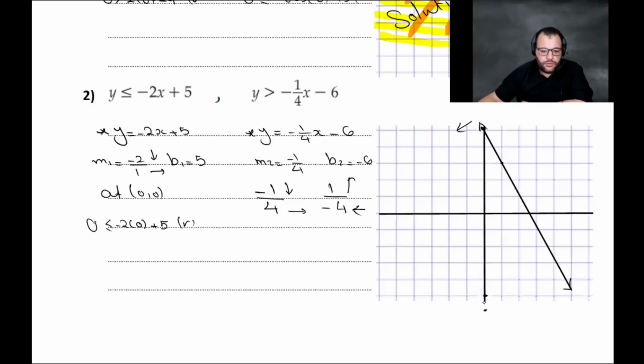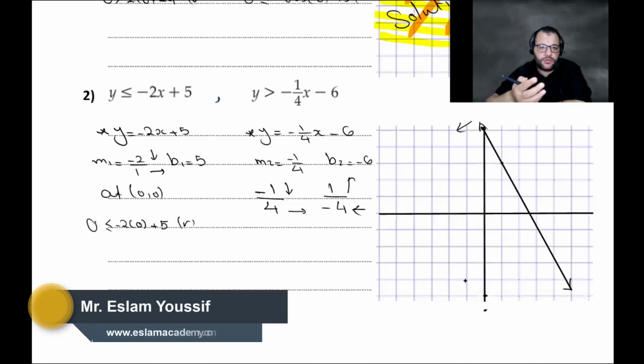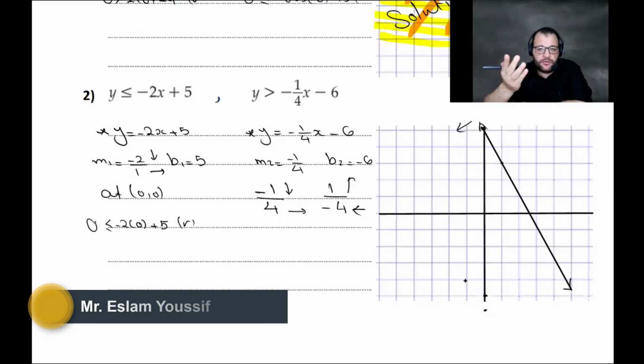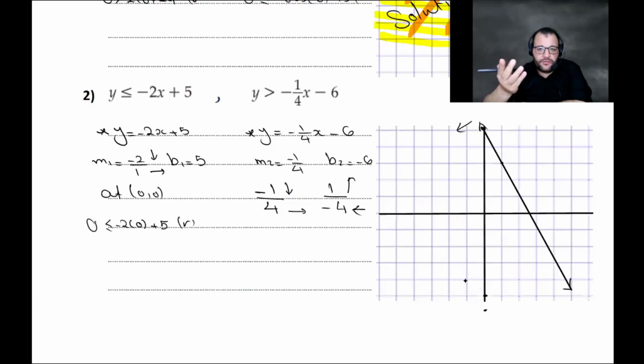Sir, why aren't both of them negative? Sorry? Why aren't both of them negative? Negative 1 over 4. The answer is negative, which means one must be positive and one must be negative. Oh, okay. Negative divided by negative is positive. Okay? So it's going up and going to the left.